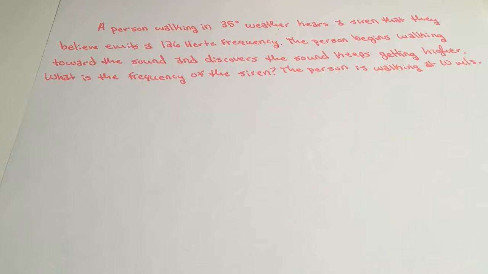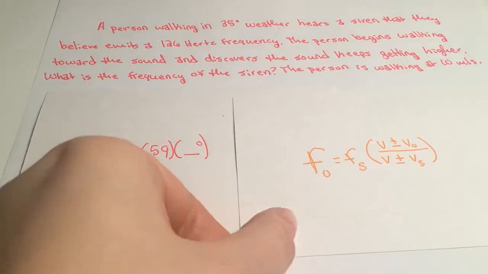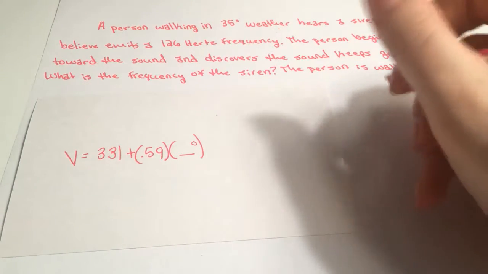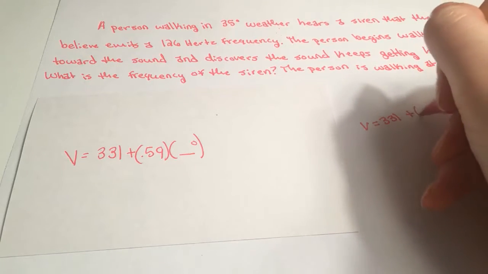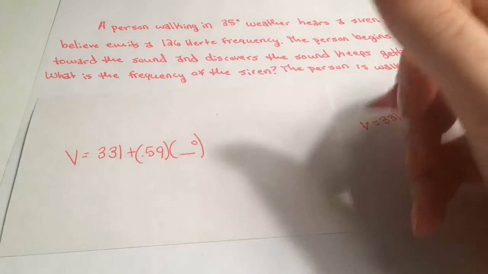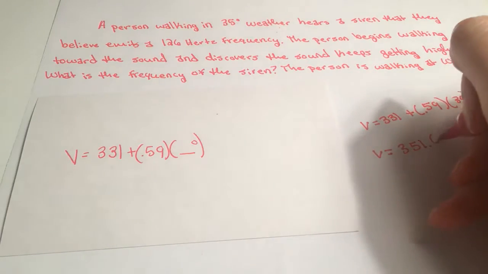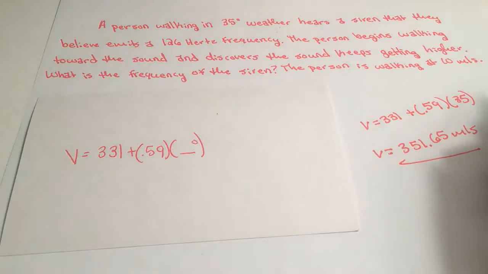So because they gave us a degree, we can use this formula. And because it's a Doppler one, we also will use this formula. So first we're going to use the velocity one because we need to know the velocity of air. So V equals 331 plus 0.59 times 35. And this will give us 351.65 meters per second. So this is the velocity of air.